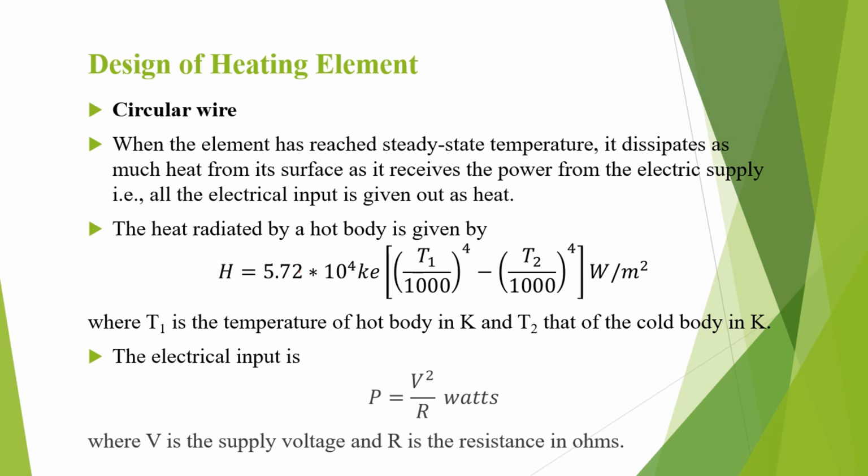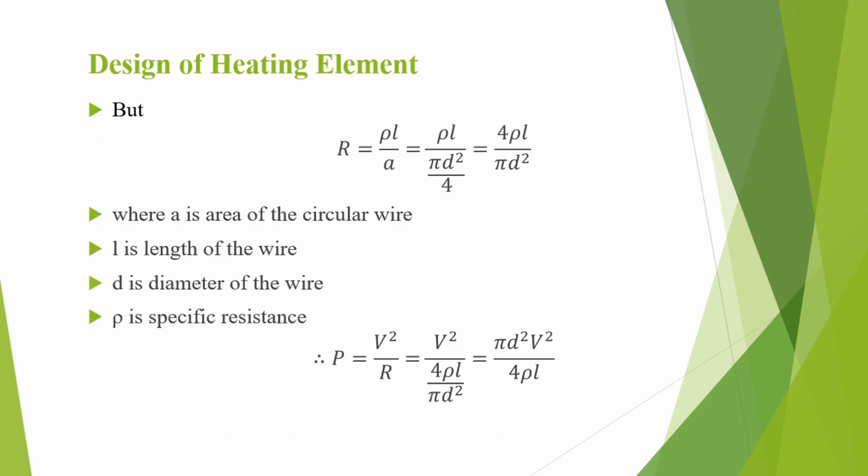The electrical power input is given by P equal to V square by R in watts, where V is the supply voltage and R is the resistance in ohms. We have the equation of resistance R, that is rho L by A, where rho is the specific resistance, L is the length of the wire, A is the area of the circular wire. Area of circular wire is pi d square by 4. Therefore, R is equal to rho L by pi d square by 4, that is 4 rho L by pi d square.